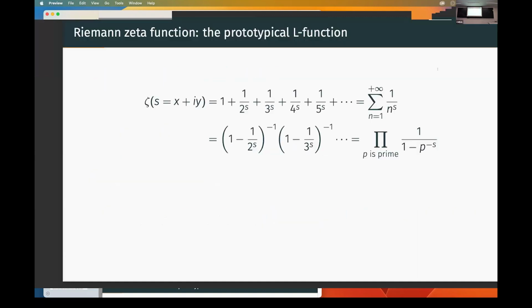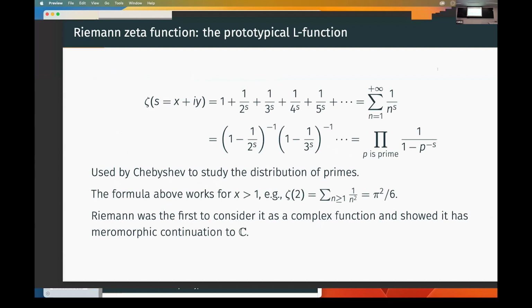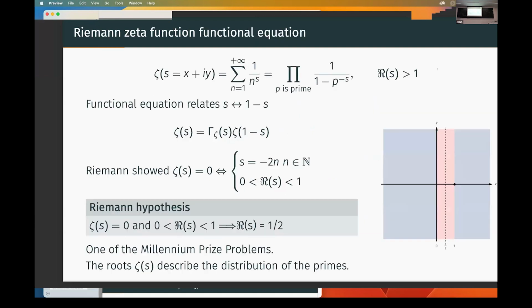The most canonical one is the Riemann zeta function, and this goes back to the 1700s. Chebyshev looked at it first to get a distribution of primes. Riemann was the first to look at it not as a real function, but as a complex function. The way you write it only converges for real parts bigger than 1, but with the functional equation, you can extend it to the other half.